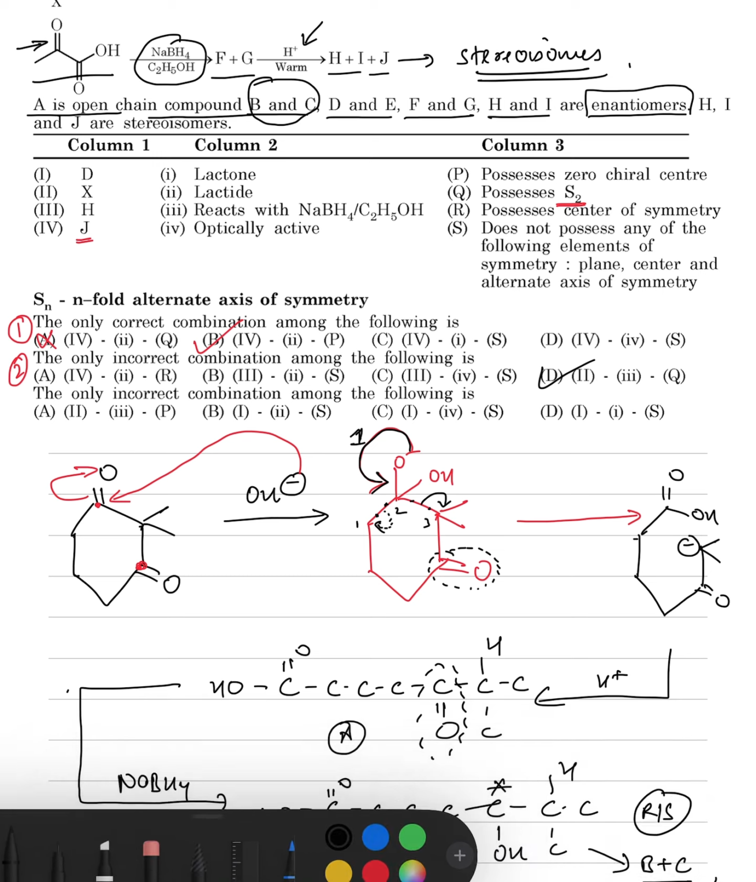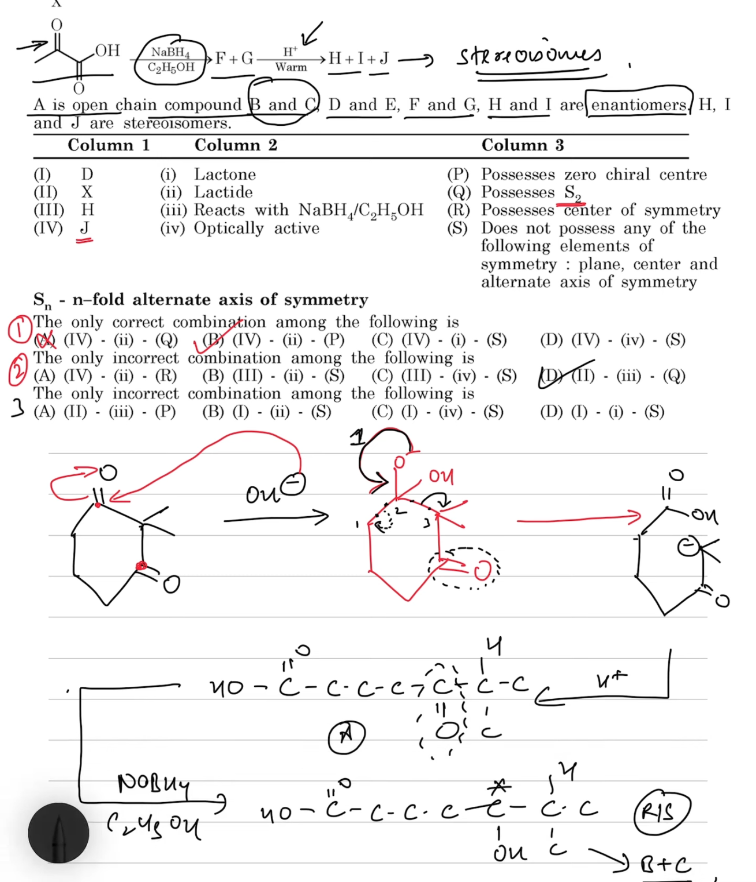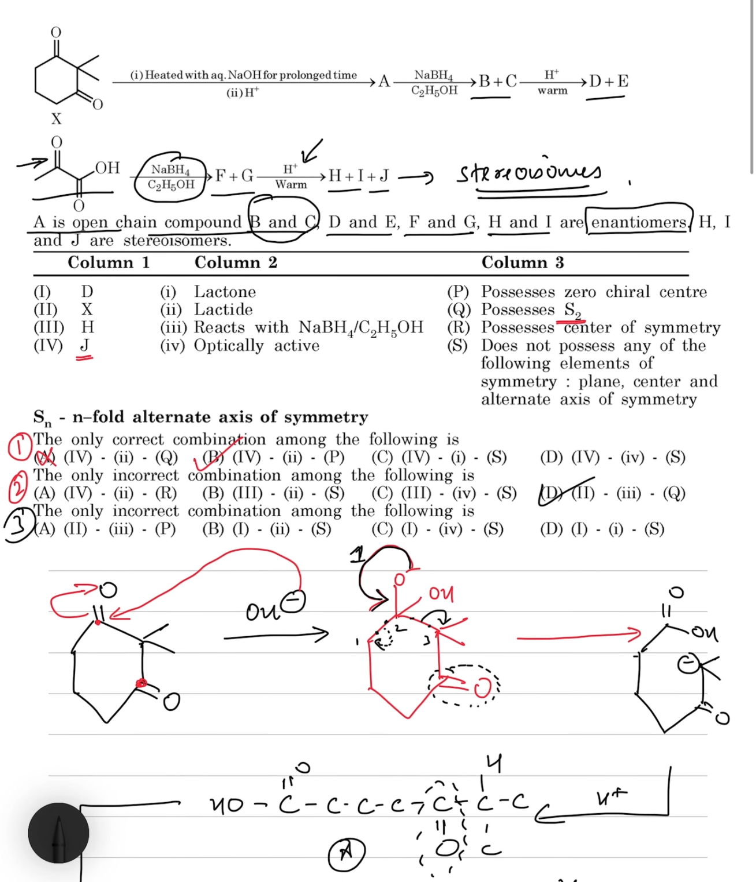Next question is the third one. The only incorrect combination among the following, right? Again, the same thing, we have to find the incorrect combination. Second, third, and P. Second is X, and it reacts with third. Yes, we have proven it. And P, it possesses zero chiral centers, which is correct, because if you look at the reactant above, this reactant X1 contains a plane of symmetry. Because it contains a plane of symmetry, it is optically inactive in nature, right? So A is correct.